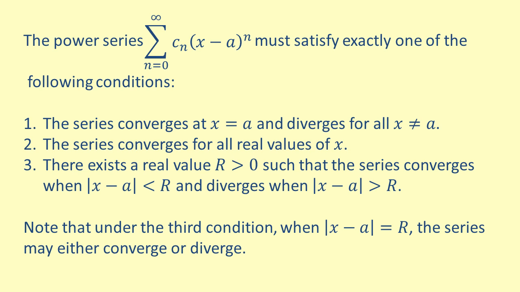This condition states that there exists some real value r that is greater than 0 for which the series converges when the absolute value of x minus a is less than r, and the series diverges when the absolute value of x minus a is greater than r. For this condition, it is important to note that the absolute value of x minus a may equal r. If this is the case, the series may either converge or diverge.